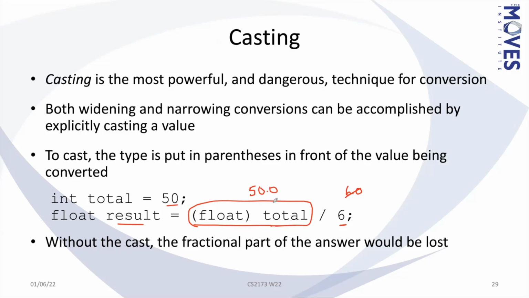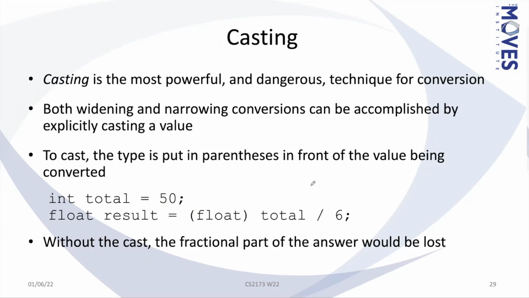However, again, this variable total is still an integer. That is still an int. It's this expression, the cast with the cast, that is a floating point.